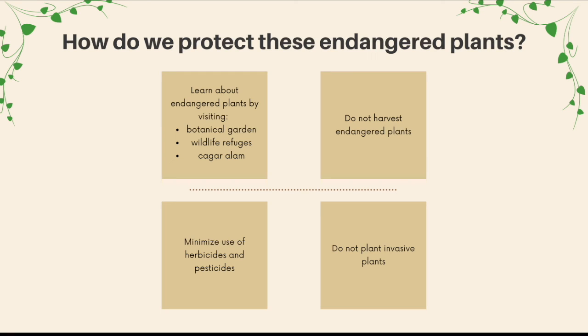Therefore, how do we protect these endangered plants? First, we can learn about endangered plants by visiting botanical gardens, wildlife refuges, and cagar alam. Other than that, it is highly prohibited to harvest endangered plants, especially in the conserved area. Planting invasive plants can result in biological pollution that leads to a reduction of plant species diversity. And also, we can minimize the use of herbicides and pesticides that could be poisonous to the living organisms surrounding it.